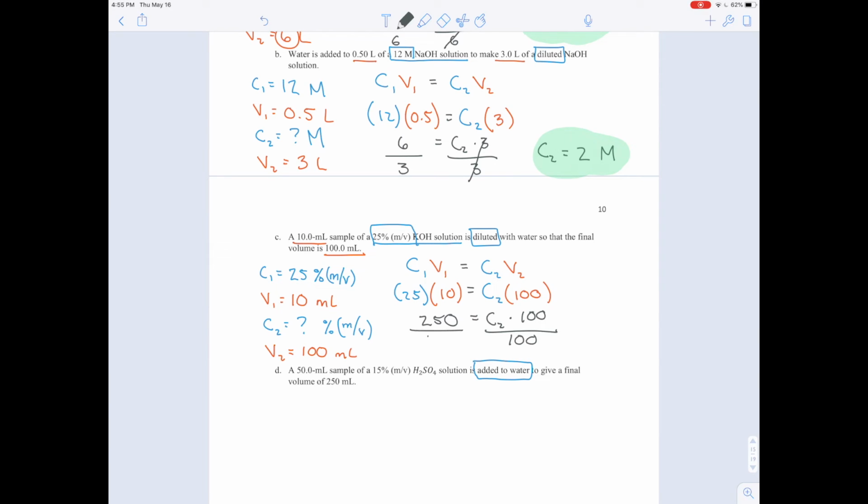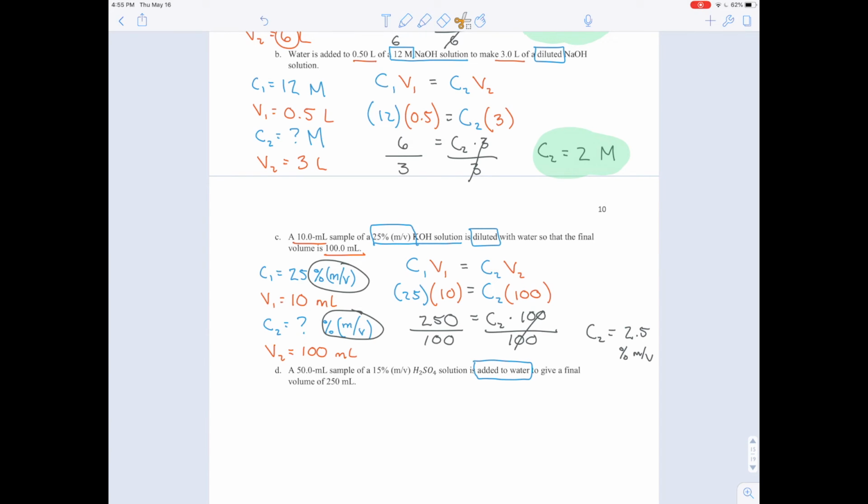And if we do that to one side, we have to do it to the other. It cancels on the right, and so we're left with C2 equals, and if you punch that into a calculator, 250 divided by 100, you would get 2.5. And the units for that will be the same units we plugged in, percent mass volume.